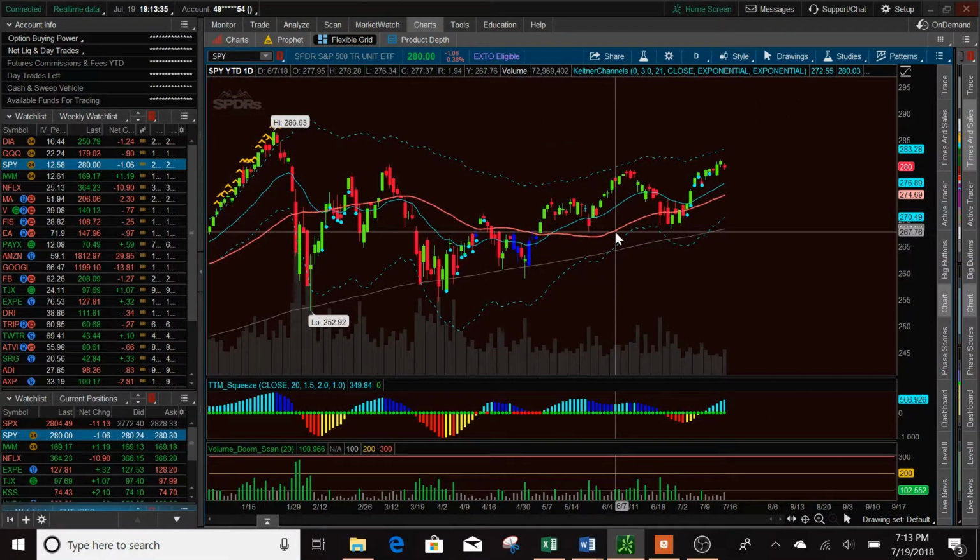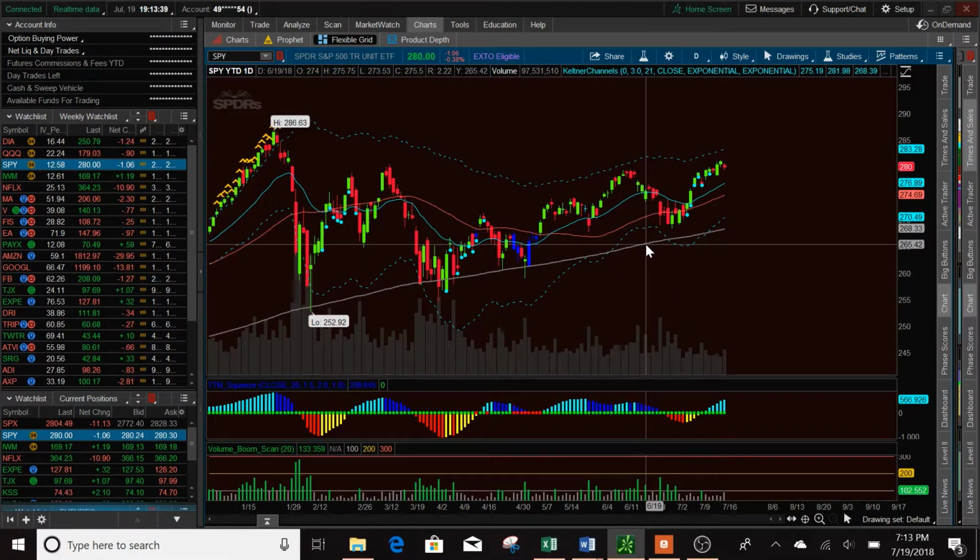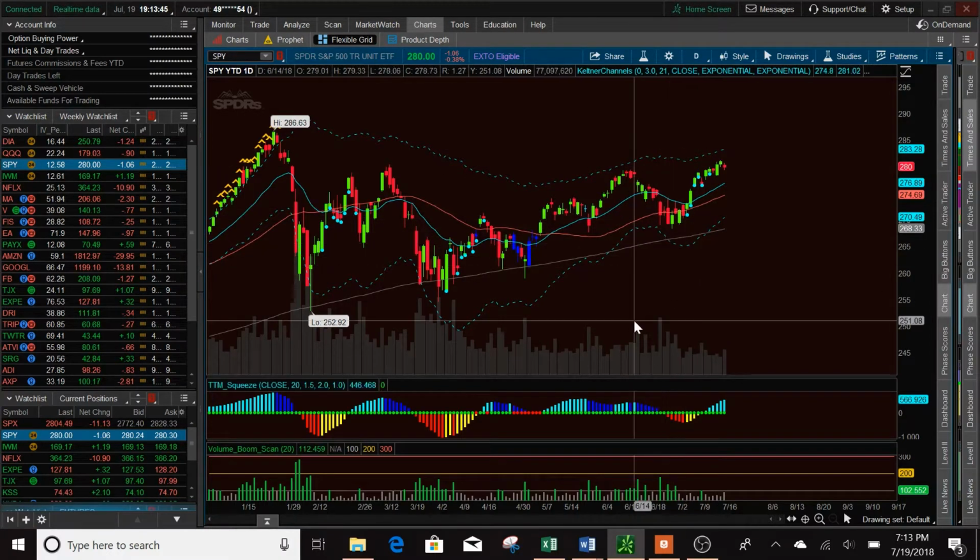I've got a 50 SMA and a 200 SMA on here for a quick judge of whether it's bullish or bearish.